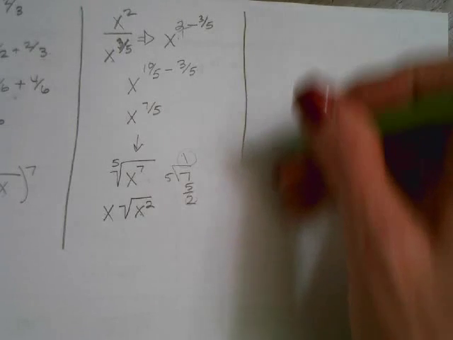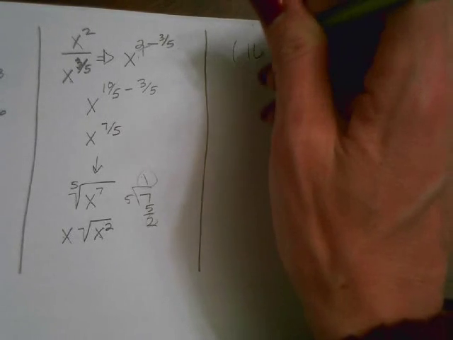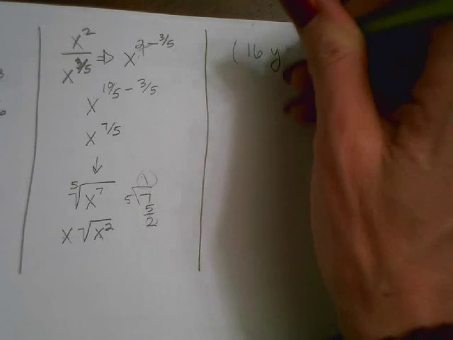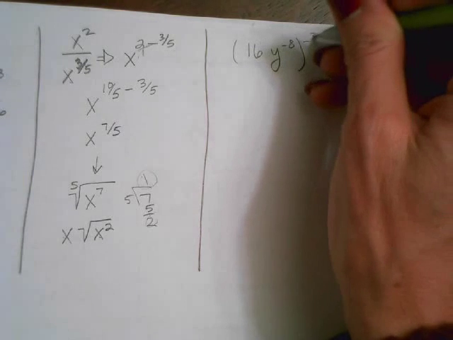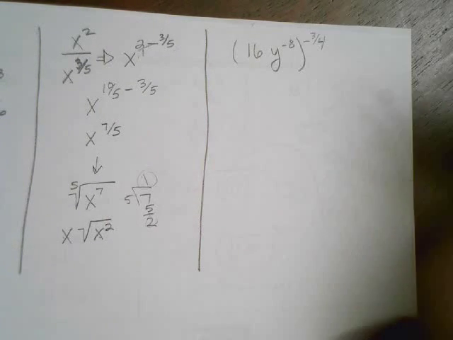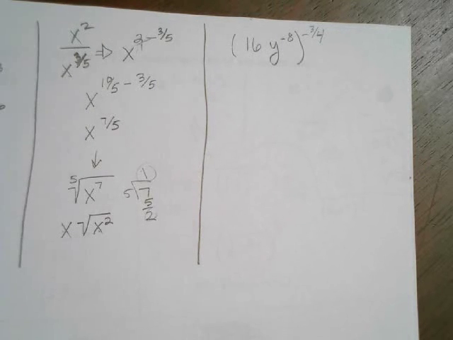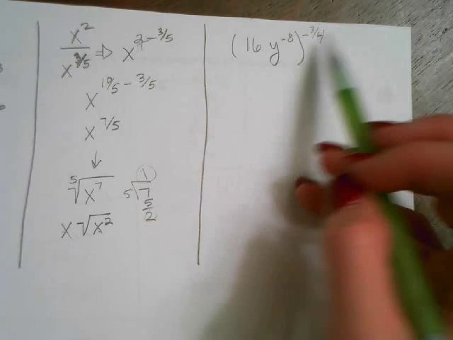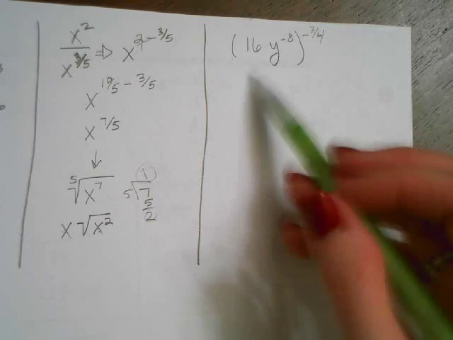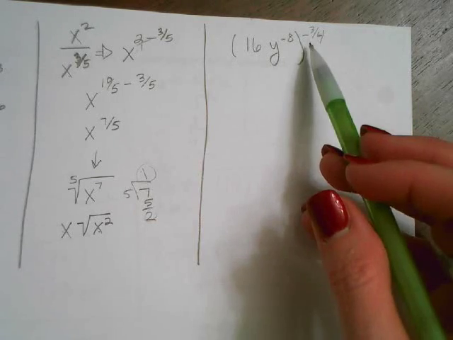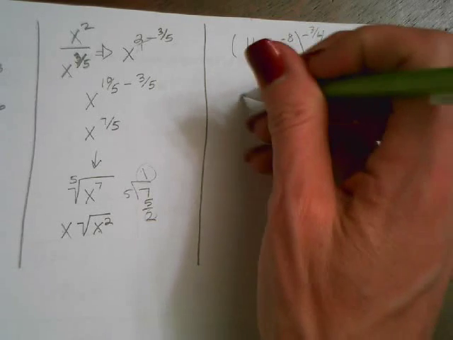Alright, so let's try another problem. Let's do 16 y to the negative 8, and that's raised to negative 3/4. Okay? Again, don't freak out, just follow the rules of exponents that you know. First of all, we have a negative exponent right there, and we don't like negative exponents, do we? So what we want to do is get rid of the negative exponent, and we need to do the reciprocal of it. Because everything is being raised to that negative exponent, everything then gets reciprocated.